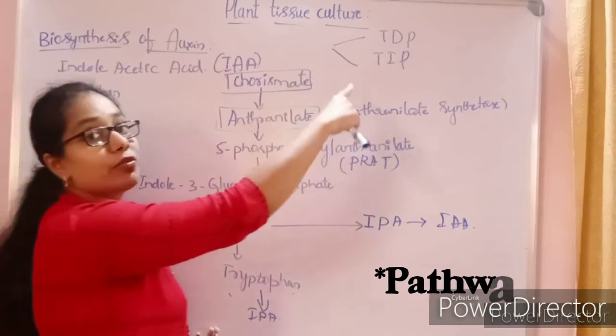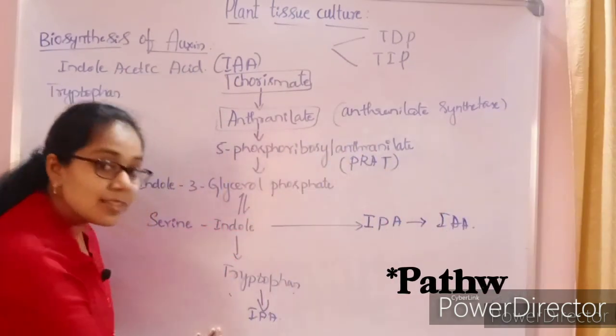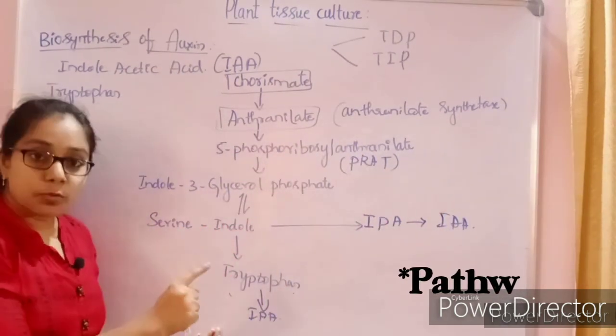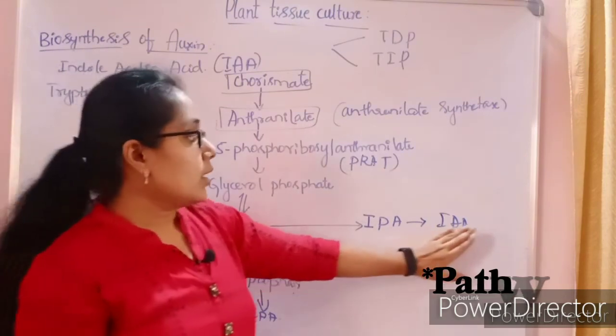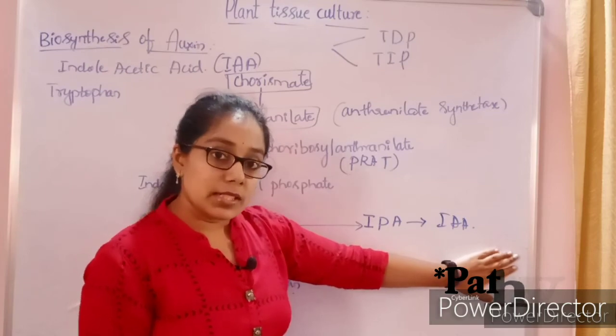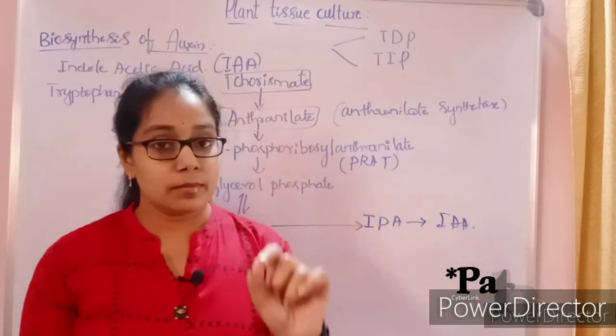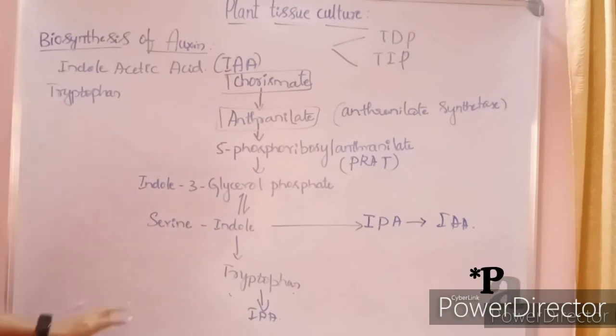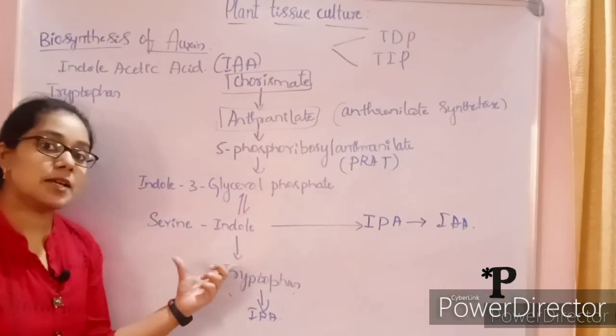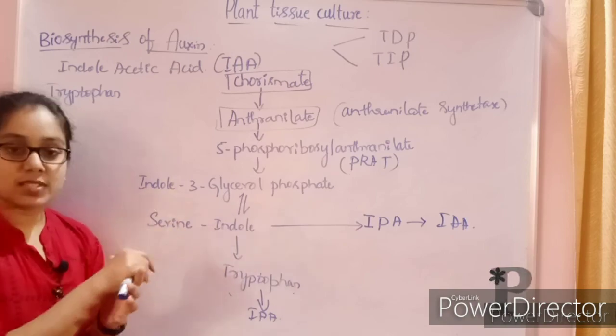if it produces tryptophan, again tryptophan will produce indole acetic acid, then it will become the tryptophan dependent pathway. But here it is not producing tryptophan, instead it is producing indole pyruvic acid, and that indole pyruvic acid will get converted into indole acetic acid, so that is the tryptophan independent pathway. So only at the last step does it change in both biosynthesis cases.